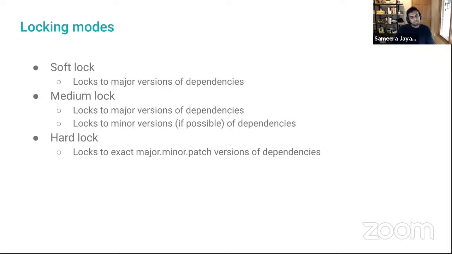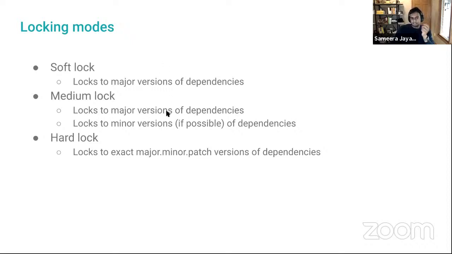So we thought about 3 locking modes in the design. So one, soft lock, which means every time you build, we update to the latest version, with the major version locked. Like if you're right now using version 1.0.0, we just lock that major version component, that is 1. We don't automatically go to 2, but you can go from 1.0.0 to 1.5.0, 1.1.0, 1.2.0. That's all allowed in the soft lock mode.